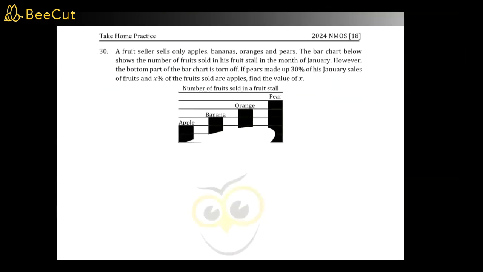Now, question 30. The number of pairs made up 30% of the January sales. This one is 30%. Let's say the difference between them is 1U. So we let the total be 100.